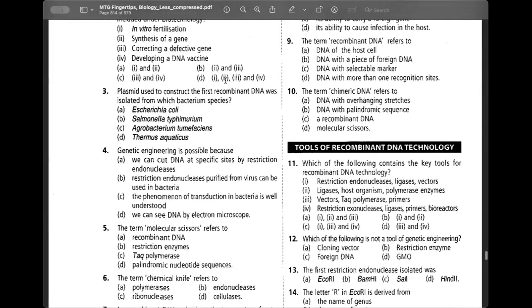So I've picked some questions. You just read the question, no need to read the options, and then take a minute and tell me the answer, okay?